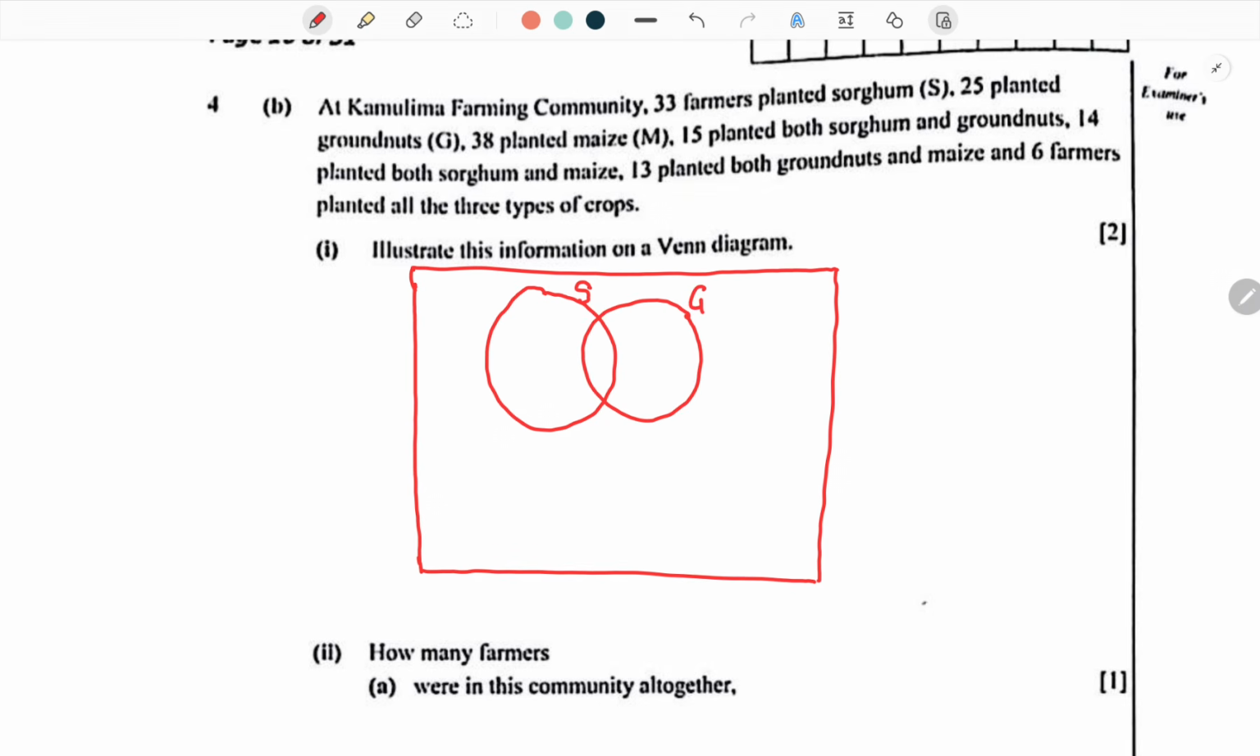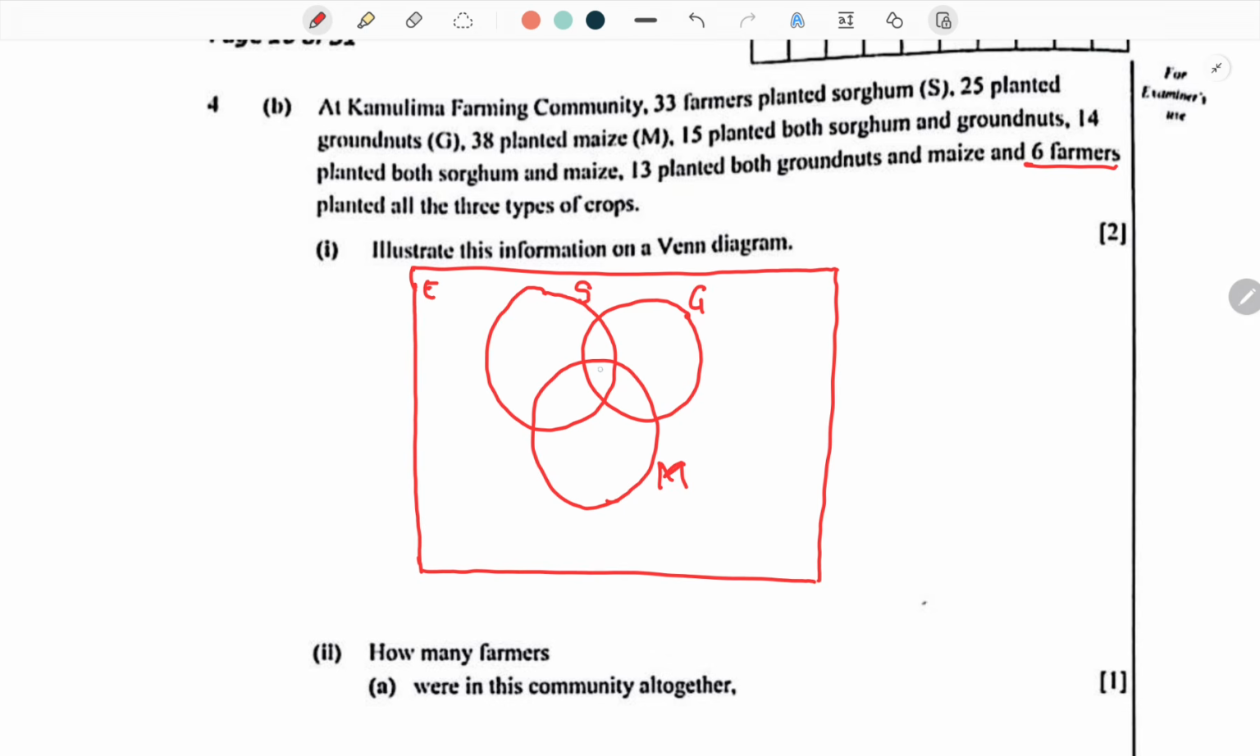I'm going to show you where a lot of people make mistakes. 38 planted maize. So now this is for maize. Now this is where people make mistakes. Make sure of course you indicate your universal set. They want to start with what has been mentioned first, but whenever you're solving such questions, the tricky part is to start with everyone who planted all of the 3 crops. So here they were saying 6 farmers planted all the 3 types of crops. That is the one you should start with.